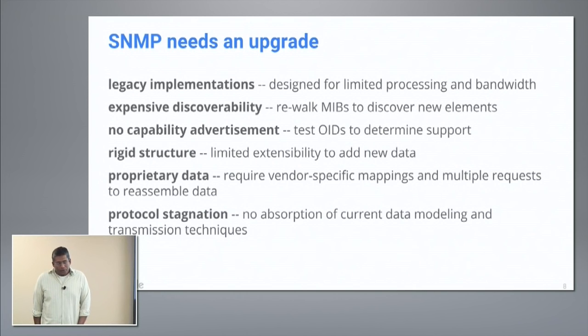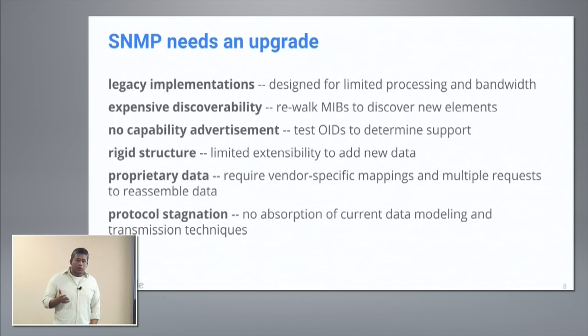So one is, of course, just the legacy implementations. These implementations haven't been touched for a long time. They're very brittle. We've had major outages due to SNMP implementation issues. Discoverability is expensive. Having to rewalk MIBs just to discover that a new interface or line card or BGP session or LSP has been added is an expensive operation. There's no way to figure out what OIDs are actually supported on the device. Very rigid, no way to extend them easily.